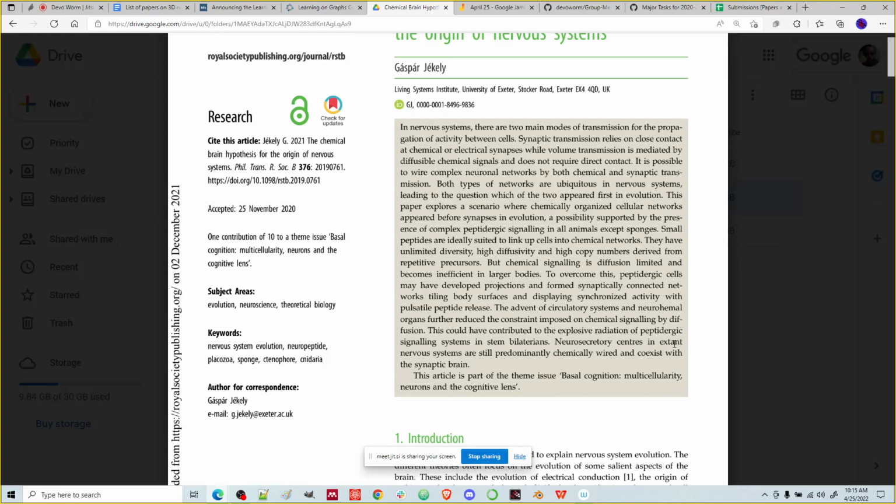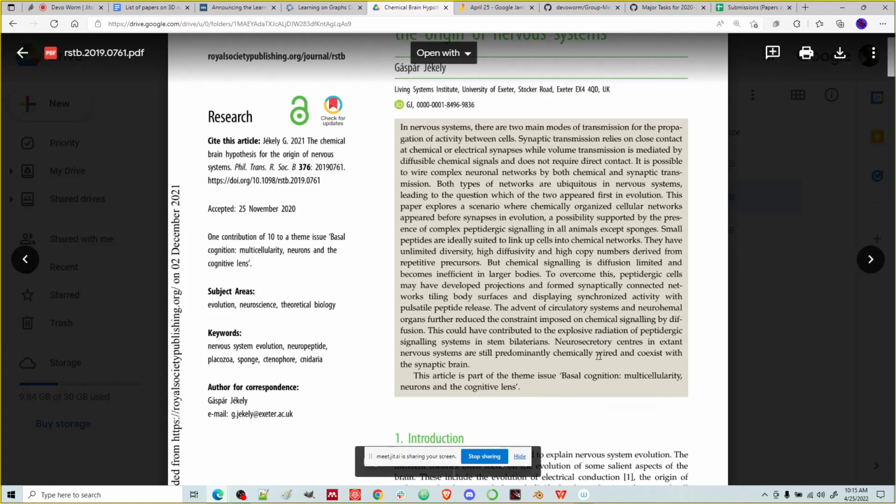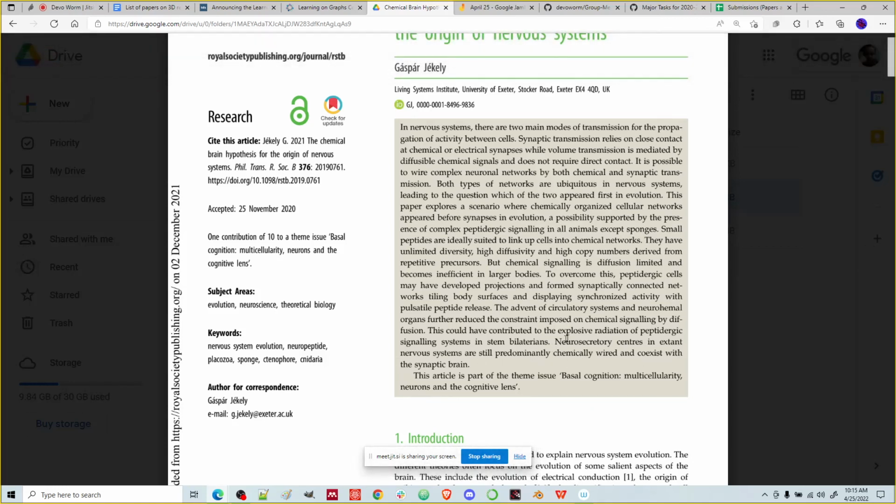Neurosecretory centers in extant nervous systems are still predominantly chemically wired and coexist with the synaptic brain. So neurosecretory centers are different places in the brain where you have the secretion of hormones, for example. And so maybe this is the origin of hormonal signaling.